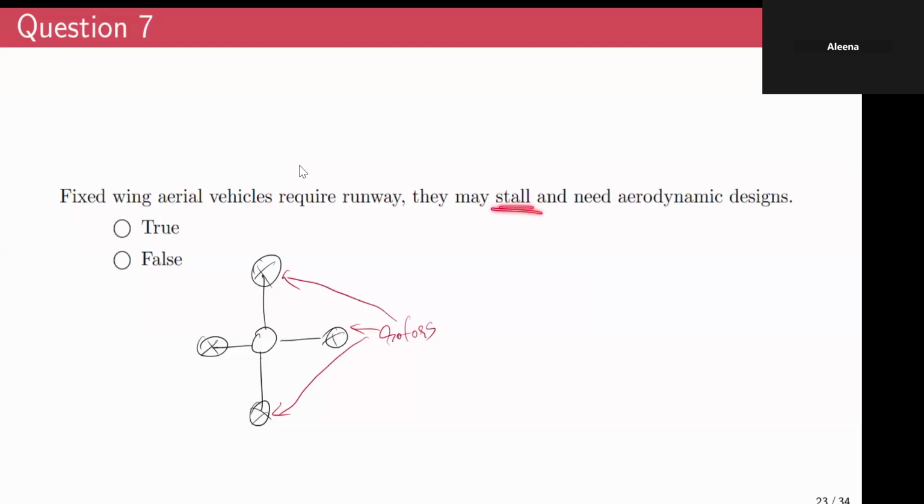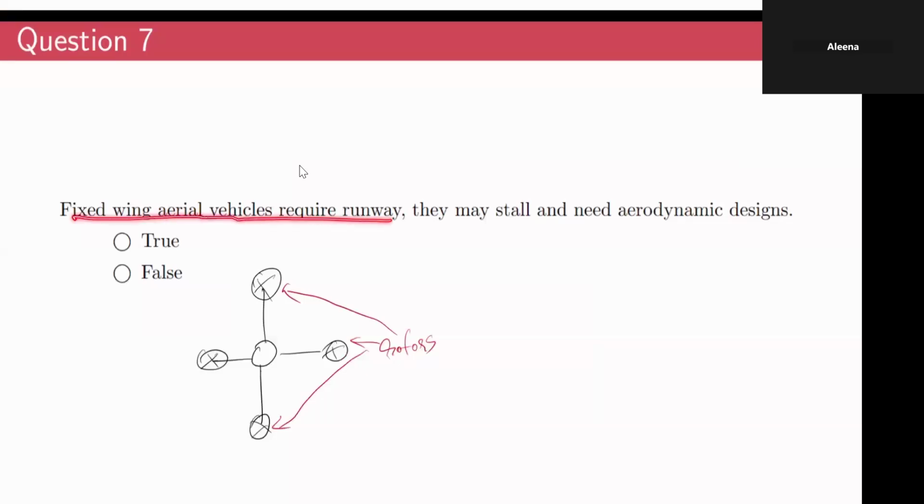And there is something called a stall. I hope we know what a stall is. If the angle of attack of the wing is higher than a threshold, that wing essentially fails to produce any lift, and that phenomenon is what we call a stall. Once the wing is no longer capable of producing any lift, the aircraft will fall down. So the question says fixed wing aerial vehicles require a runway. That is essentially true, because fixed wing aircraft need sufficient airspeed to generate lift, and to achieve that airspeed you require a runway. And they may stall and need aerodynamic designs. That's also true. So I hope without much clash, we can all agree the correct answer is true.